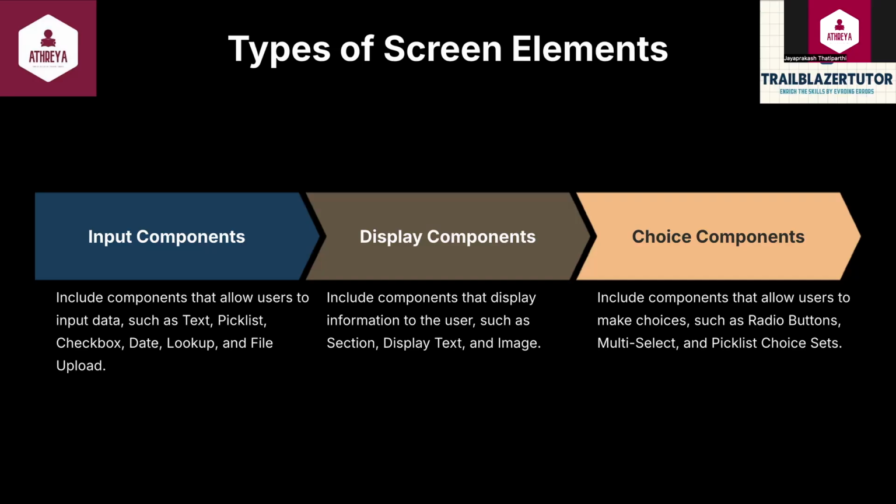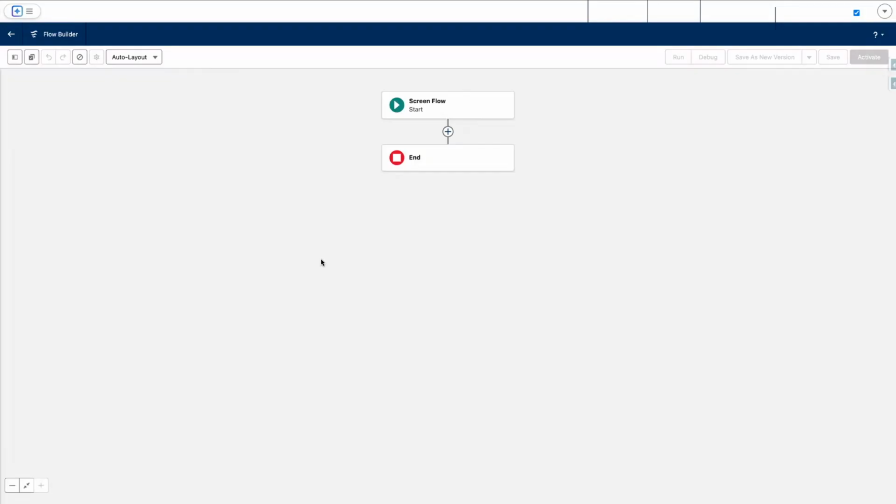By understanding how to use these three types of screen elements, input, display, and choice, you can design intuitive, user-friendly flow experiences that simplify data collection, improve accuracy, and enhance overall usability. Now let us see how to add a screen element and various input components.